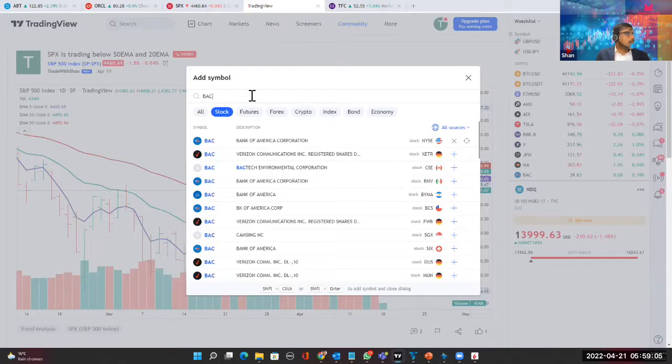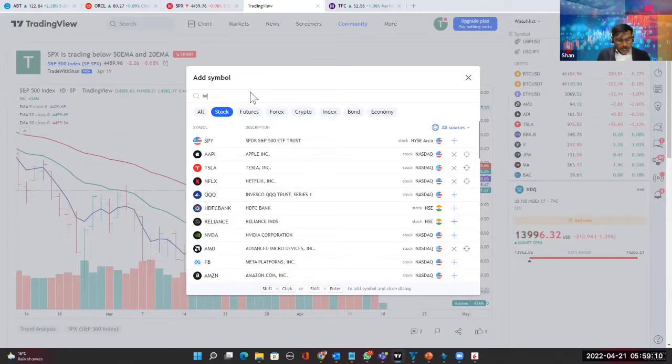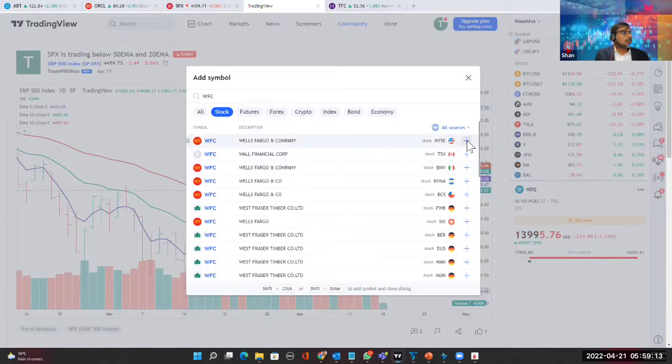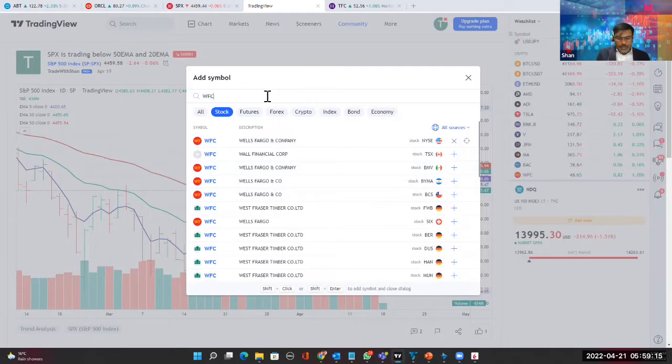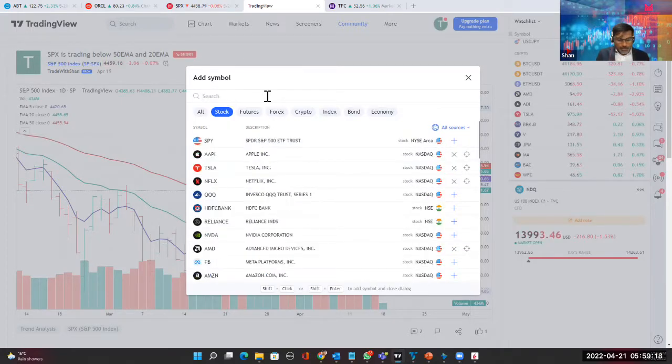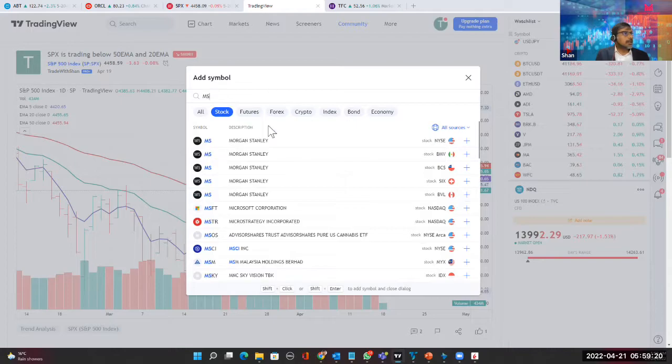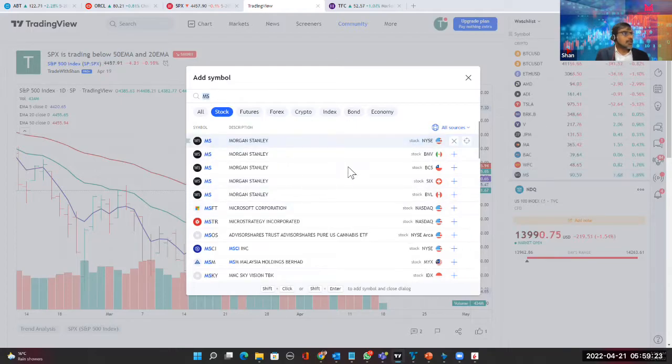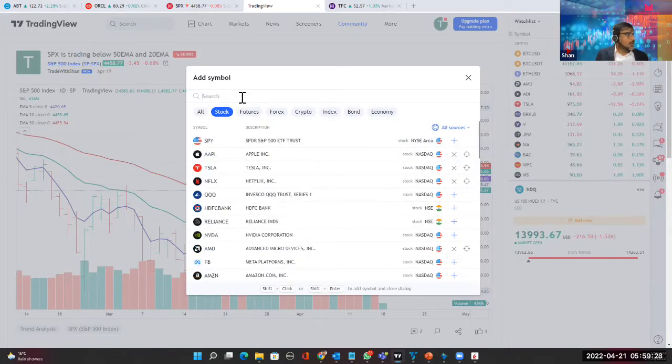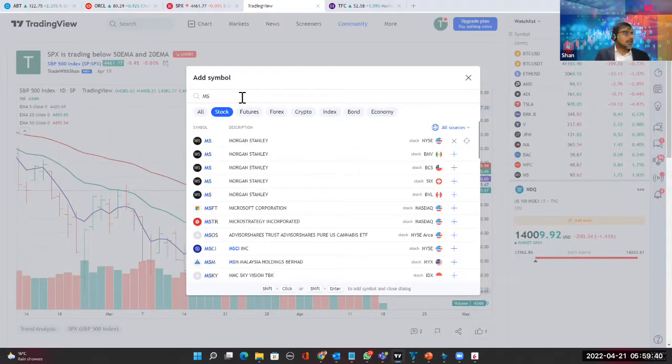Mastercard I added, BAC Bank of America I have added, Wells Fargo. Some time back it was one of my favorite stocks, but then there was a big scandal, if you are aware. Since then I have removed it from my personal watch, or radar, a little bit. And of course I don't hold any shares in Wells Fargo at this moment. Yeah, I tend to avoid that.